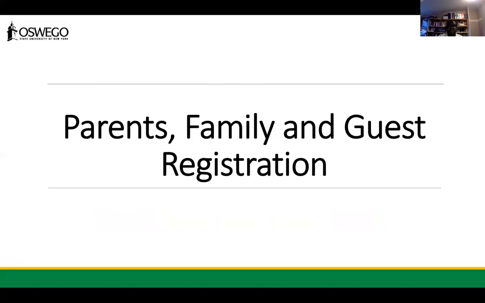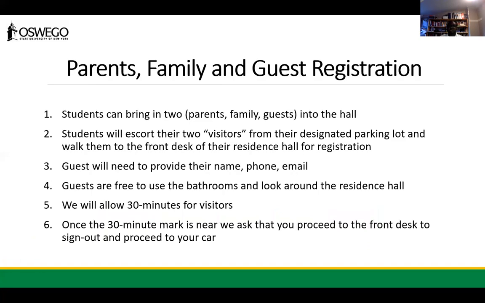Parents, family, and guest registration. So students can bring in two parents, two family members, two guests into the hall. Students will escort those visitors from their designated parking lot and walk them to the front desk of their residence hall for registration. Now, at the end of that unloading process, once that vehicle is empty, if we just step back to that, the family members or the guests that you have in those vehicles, we're going to send you to a designated parking lot where you will wait there. So that's the designated parking lot. We'll send you there. We'll make sure you get there.